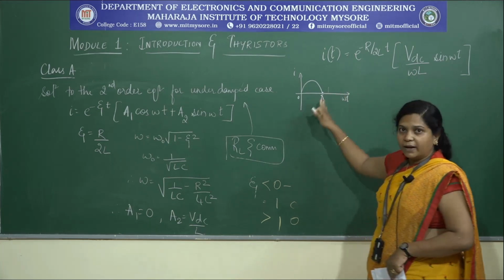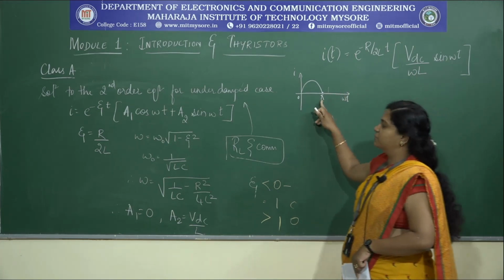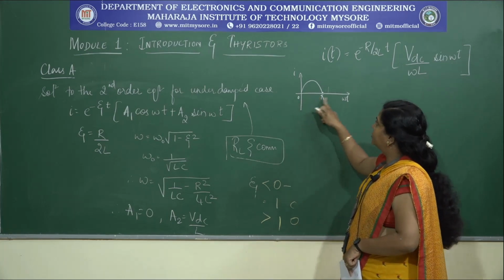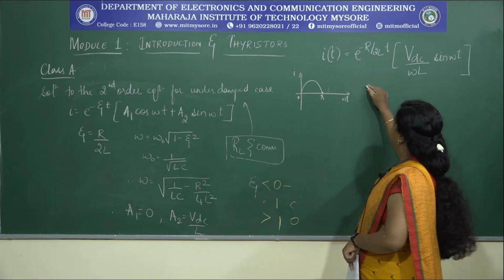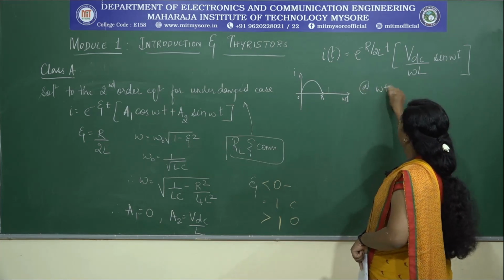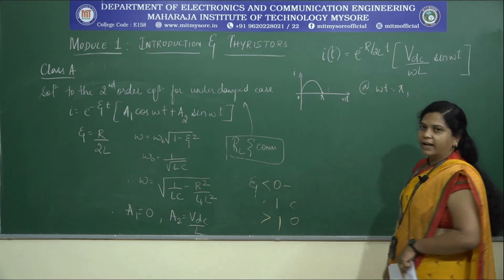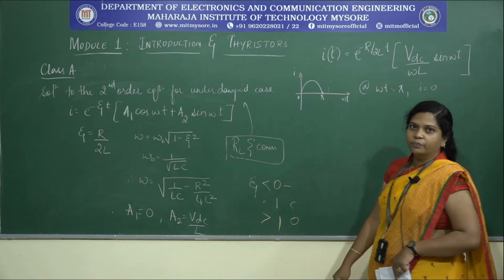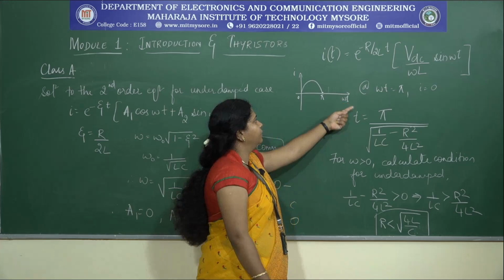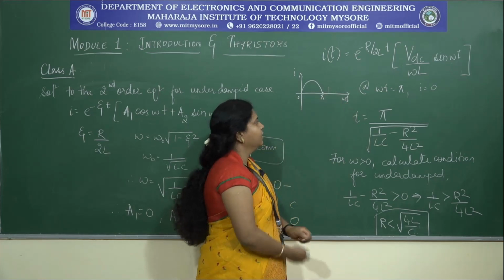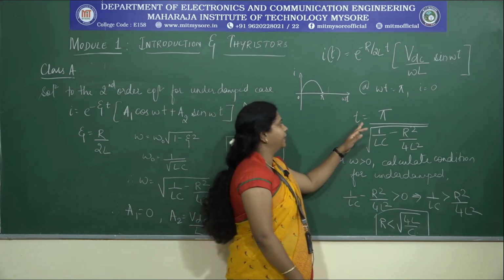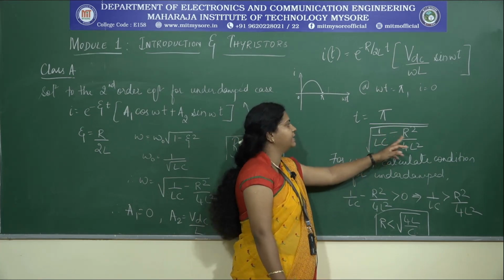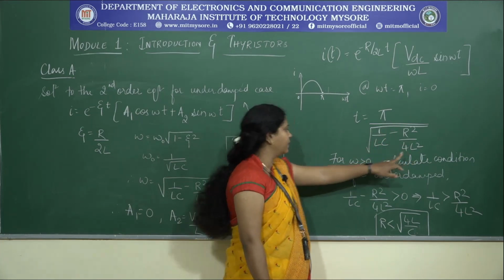Now, coming back to the waveform which we have already observed for a class A commutation, we can see that at ωt equal to π, what happens to the current? Current is equal to 0. Now substituting the value in the above equation, we will get the solution for ωt equal to π by root of 1 by LC minus R square by 4L square.